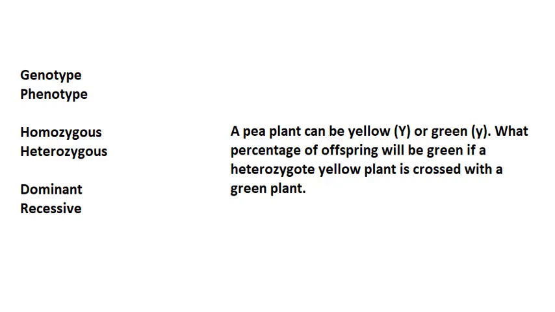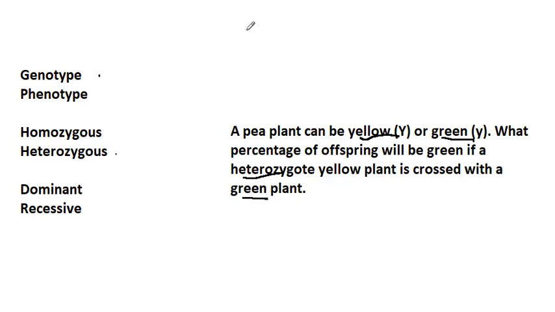As we move forward, it's really important that you know these words. So we're going to cover them real briefly here. A pea plant can be yellow, big Y, capital Y, or green, lowercase y. What percentage of the offspring will be green? If a heterozygote, notice the words, yellow plant is crossed with a green plant.